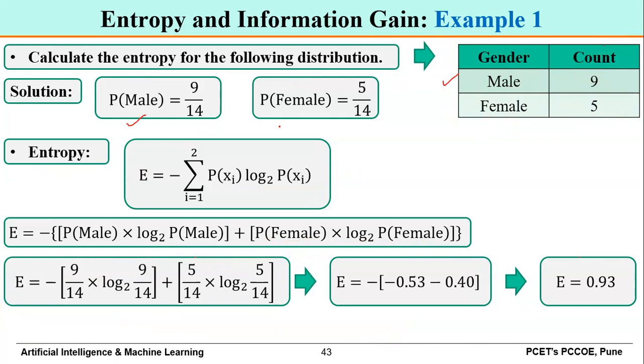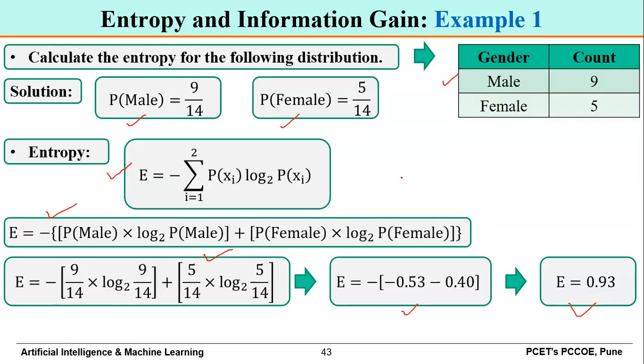We calculate the probability of the features, then we use the entropy formula, we put all the values in that equation, and upon simplification you will get the value of entropy. Now we will go ahead.